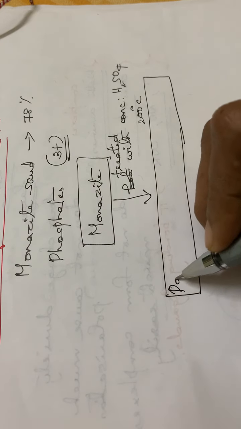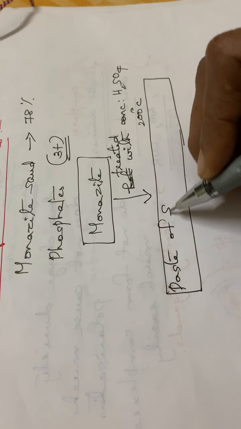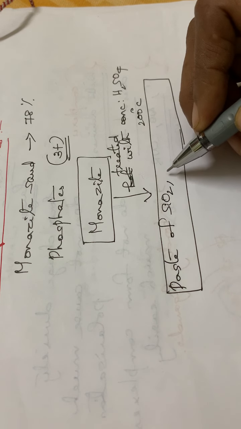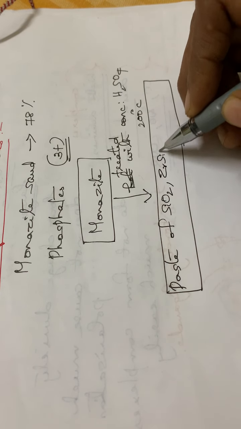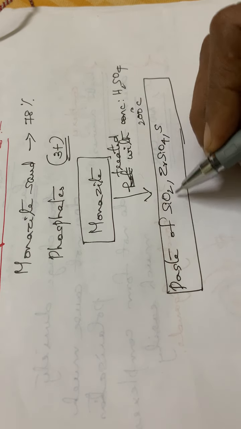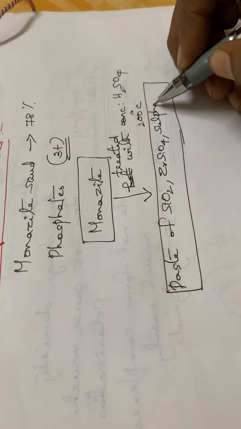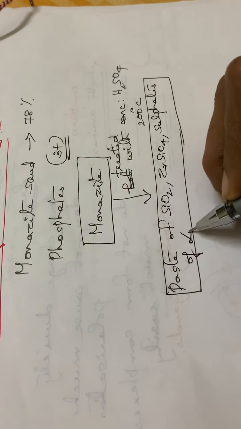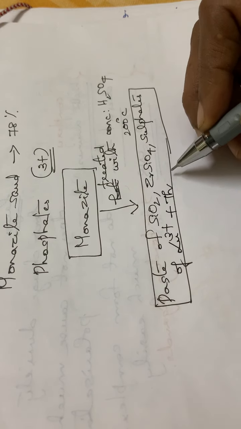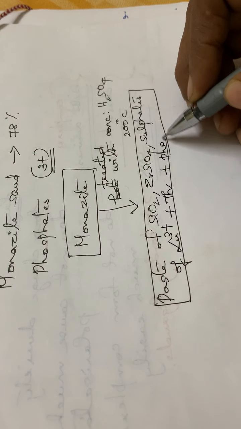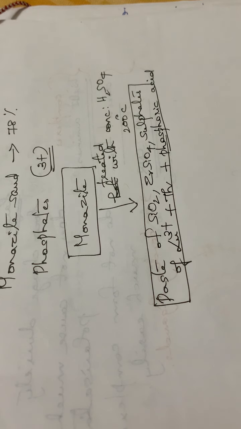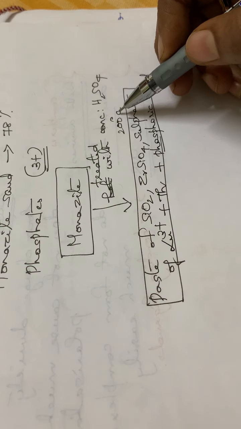That means it consists of a paste of silica, the formula is SiO2. Okay, it consists of a paste of silica, then zircon, the formula is ZrSiO4, and other sulfates of lanthanides. I am writing it as Ln3+. And also along with that, thorium will be present, and also some phosphoric acid will be there. So this is the first step, treating with concentrated sulfuric acid at 200 degrees Celsius.